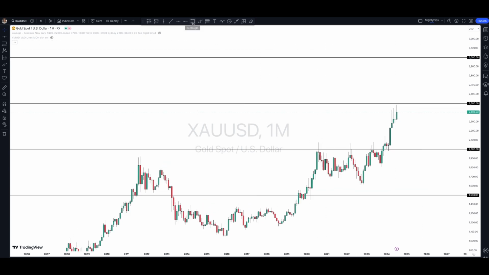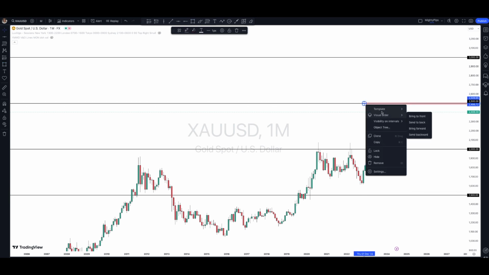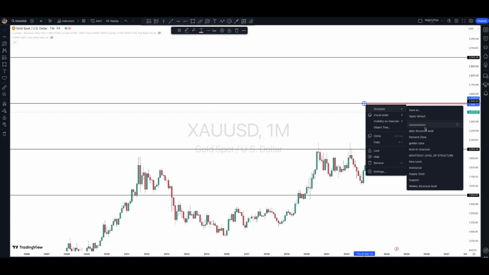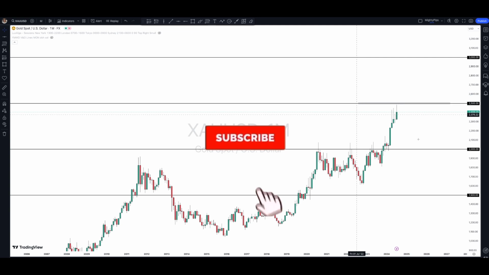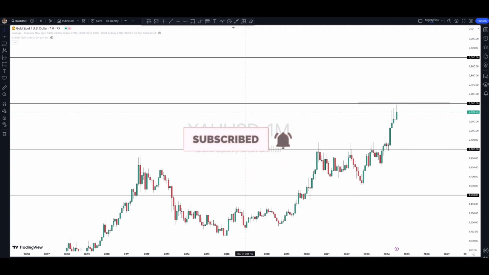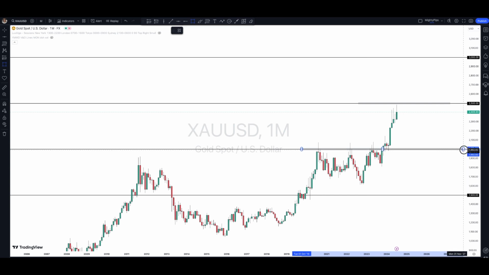Then you can draw your monthly levels. Let me just change this to level of structure. I'm just going to do a rough one. So that is a level or zone that the market could be coming to. And this one here is the one that the market came to in the past and broke above.